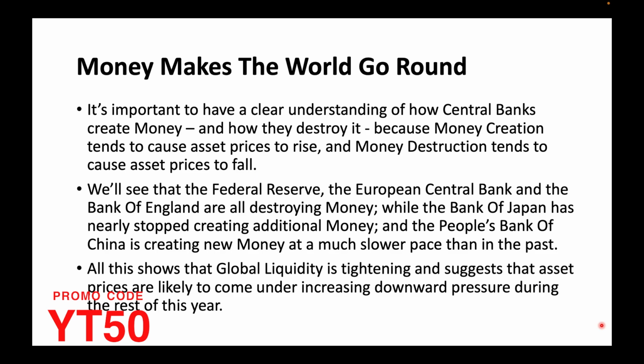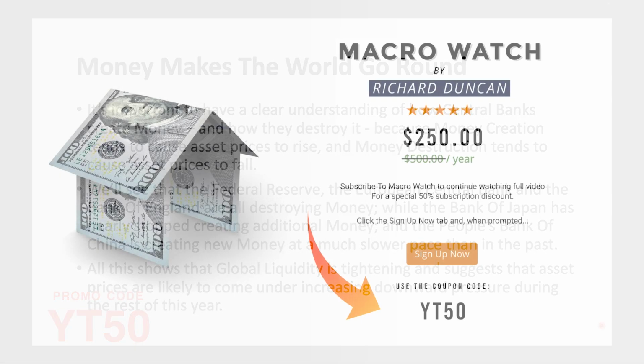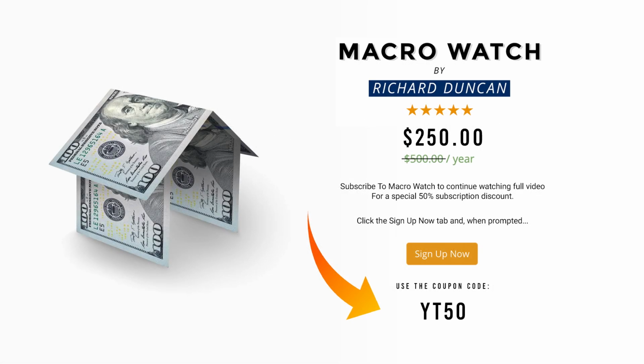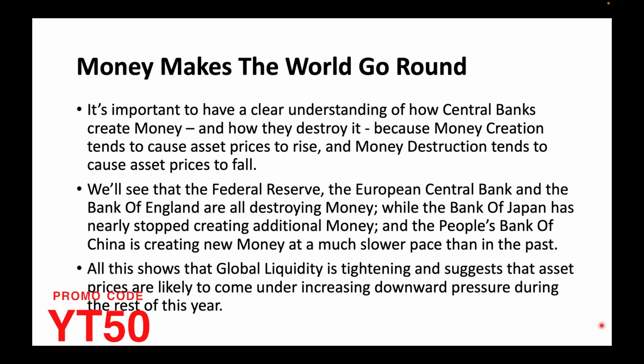We'll see that the Federal Reserve, the European Central Bank, and the Bank of England are all destroying money, while the Bank of Japan has nearly stopped creating additional money, and the People's Bank of China is creating new money at a much slower pace than in the past. All this shows that global liquidity is tightening and suggests that asset prices are likely to come under increasing downward pressure during the rest of this year.